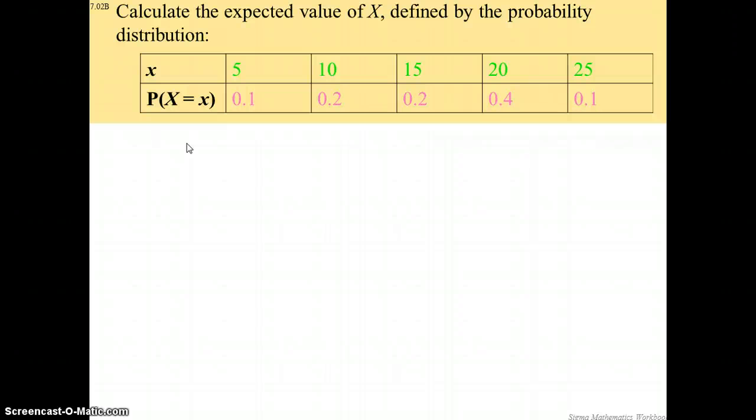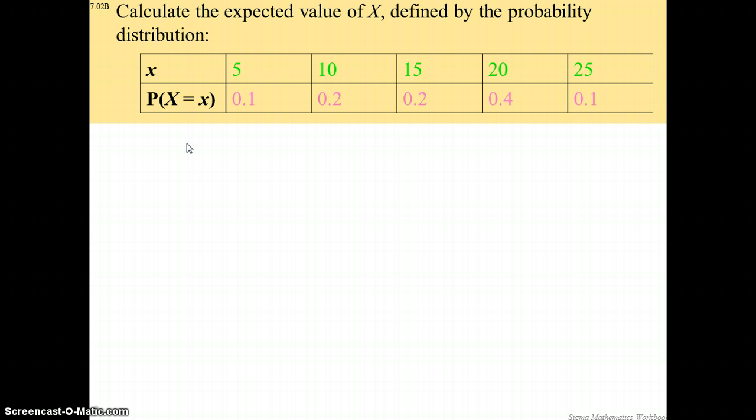The actual expected value, we write like this: capital E, small x, equals, and we multiply the probabilities with the possible outcomes, like 5 times 0.1, and we add to that 10 times 0.2 and 15 times 0.2 and so on, and we will get an outcome of the expected value. Have a guess what you think the expected value might be for this distribution that goes between 5 and 25.